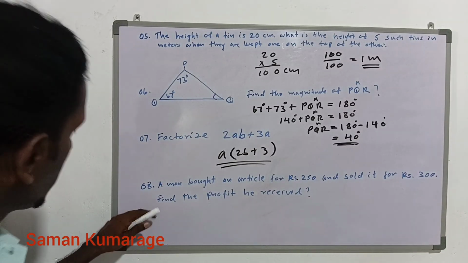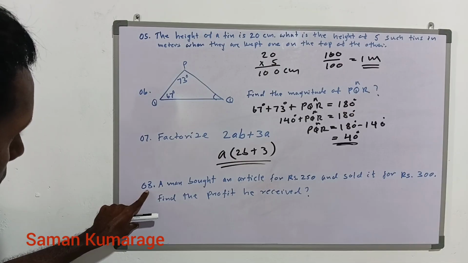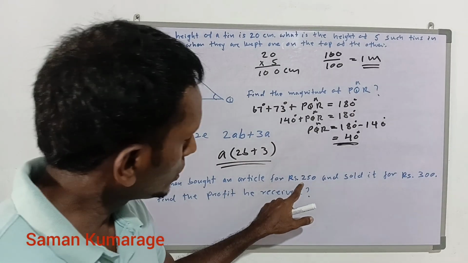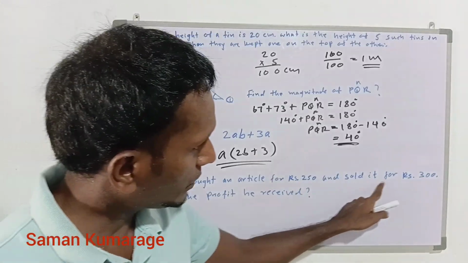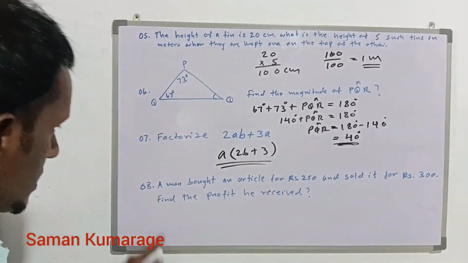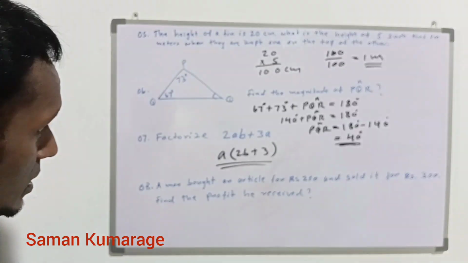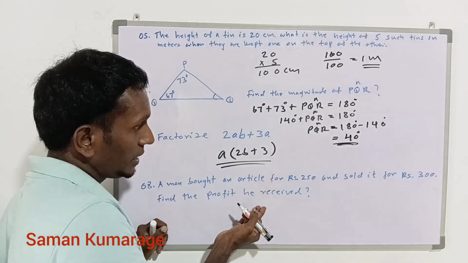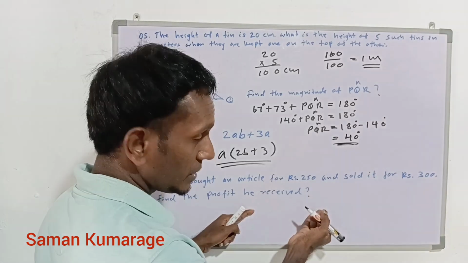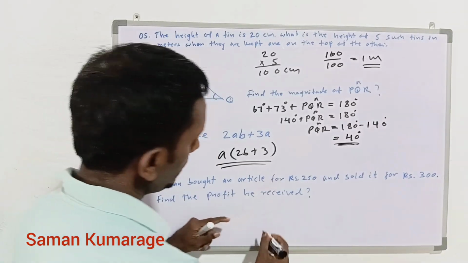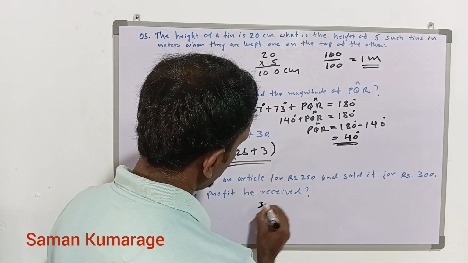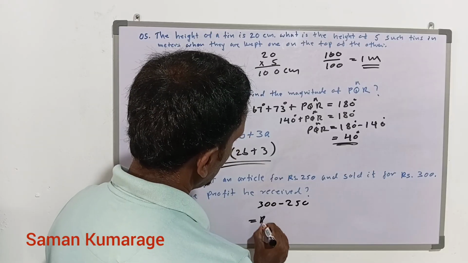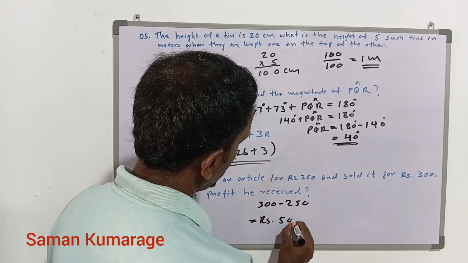And in question number 8, a man bought an article for 250 rupees and sold it for 300 rupees. Find the profit he received. To find the profit, we need to subtract the purchased value from the selling value. The selling value is 300. Subtract 250. The answer is 50 rupees.